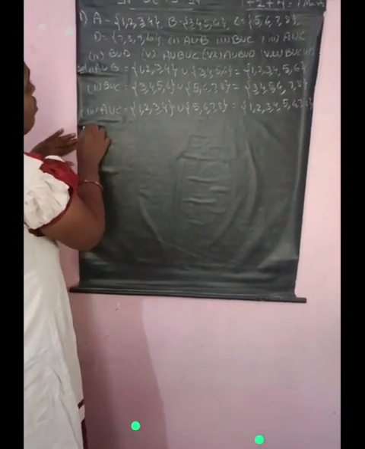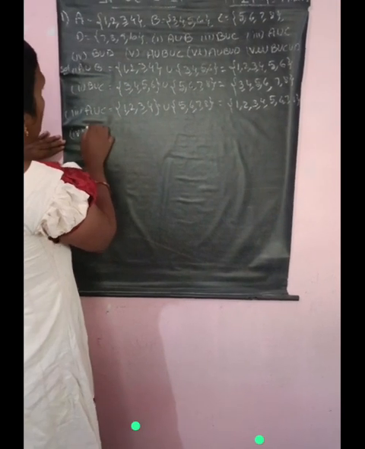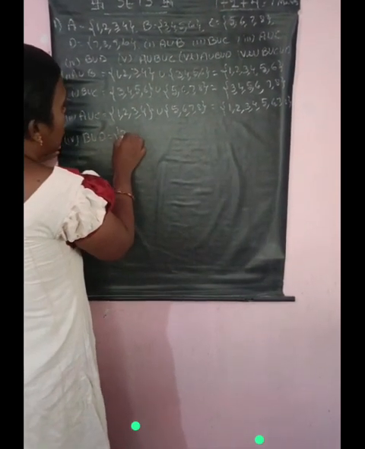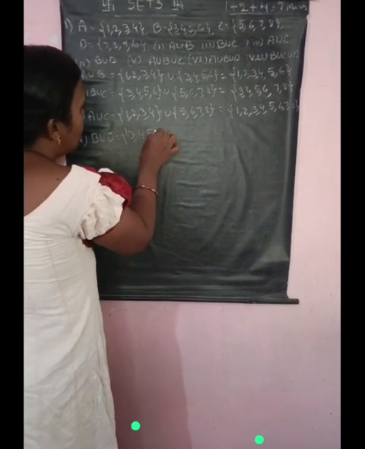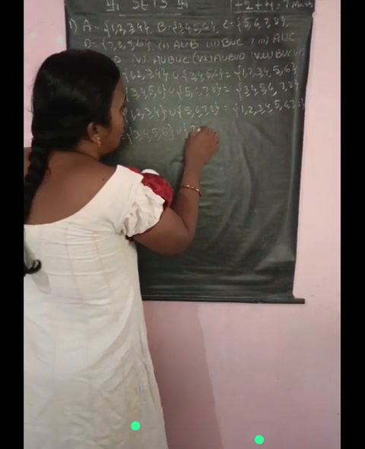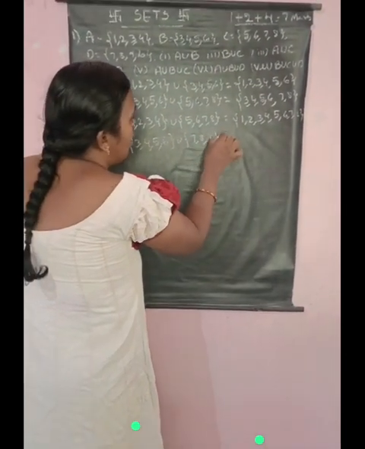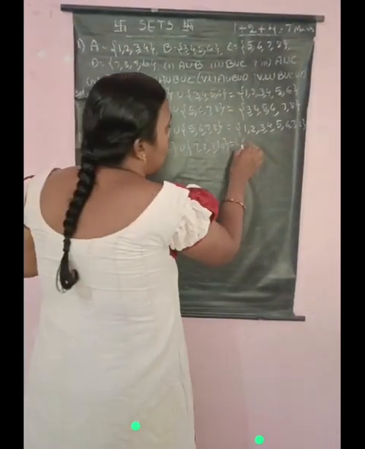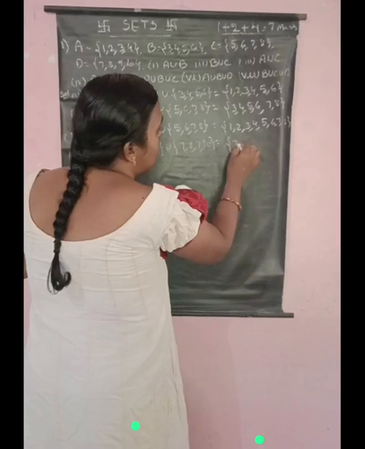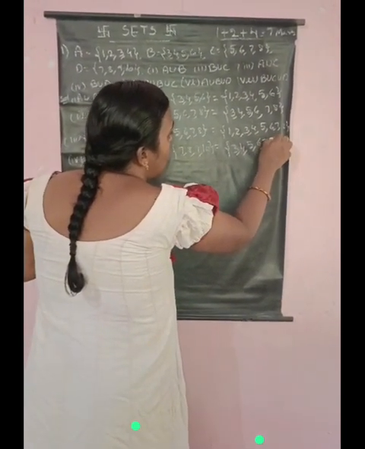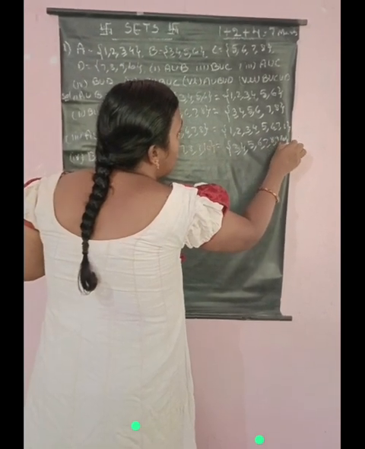Then fourth one, B union D. B set is 3, 4, 5, 6. Union D set is 7, 8, 9, 10. In this also there is no repetition of elements. Then we have to write all eight elements: 3, 4, 5, 6, 7, 8, 9, 10.